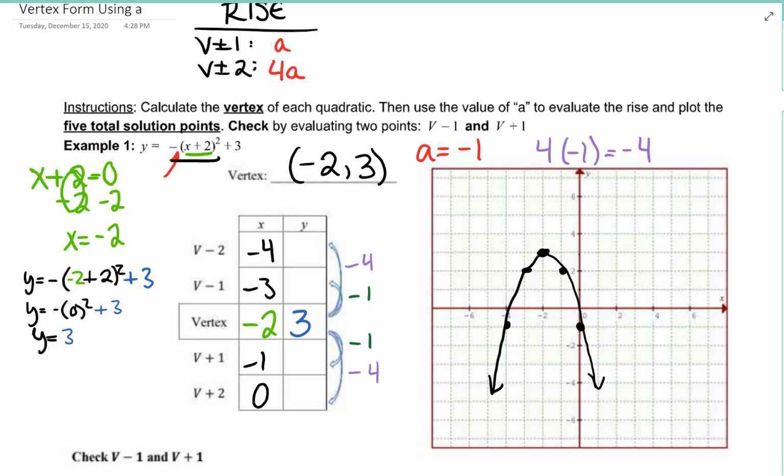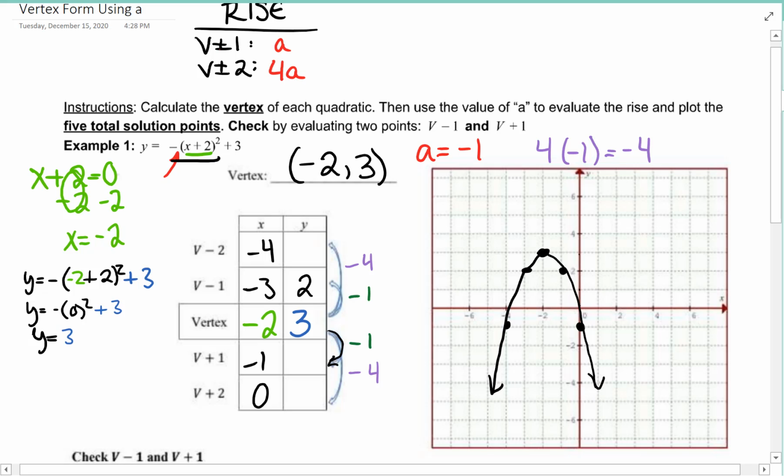And how would we do that algebraically? Okay, we would take the value of the vertex, the k, the y value, and subtract 1. So 3 minus 1 is 2. And then to get to 2 units away from the vertex, we would subtract 4. So 3 minus 4 is negative 1.